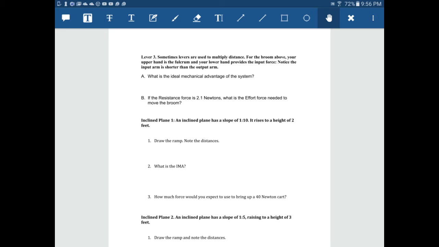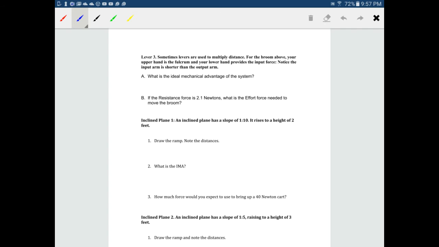An inclined plane. All right, inclined plane 1. An inclined plane has a slope of 1 to 10. It rises to a height of 2 feet. So remember from algebra, our slope ratio is rise over run. So let's draw a quick picture here of our ramp. Now it's got a 1 to 10 slope, so it's going to look something like that.